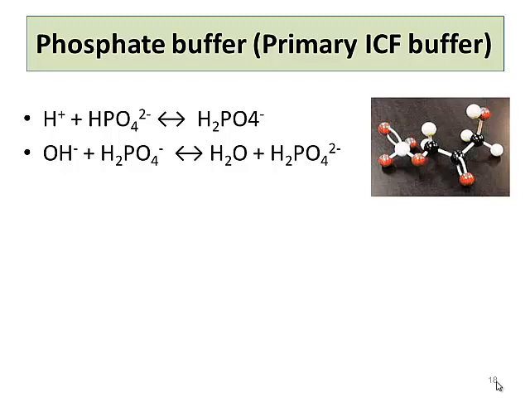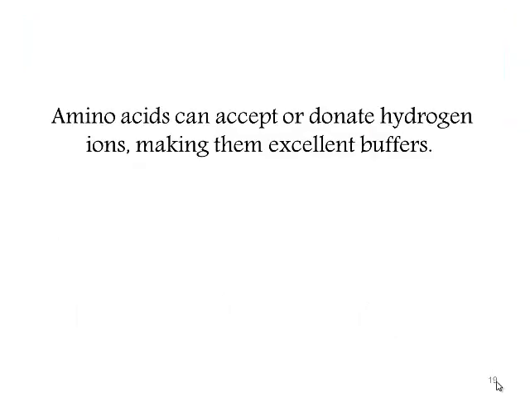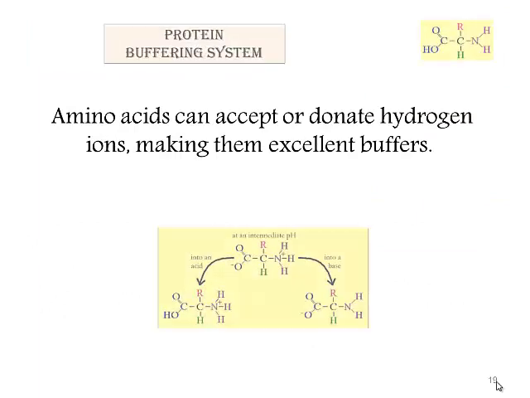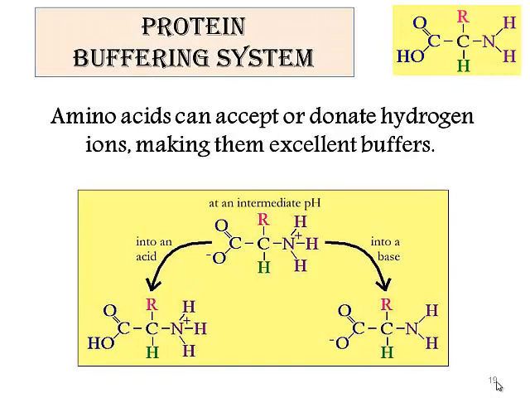This buffer responds to small fluctuations in pH and responds quickly. Again, buffering primarily occurs in renal tubules, moving hydrogen ions from plasma to urine to eliminate the acid. Let's just move on to the protein buffering system. Amino acids, the building blocks of protein, can accept or donate hydrogen ions. They make excellent buffers. Any protein has hundreds of amino acids, so they make a superb buffer.